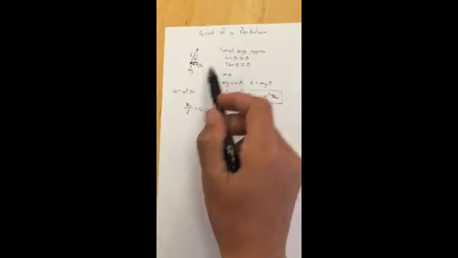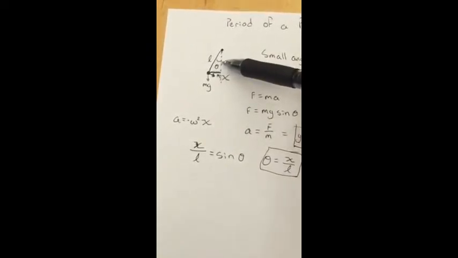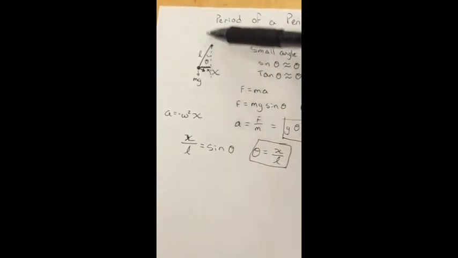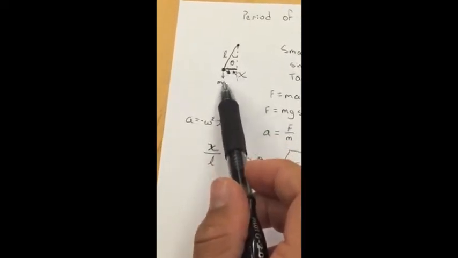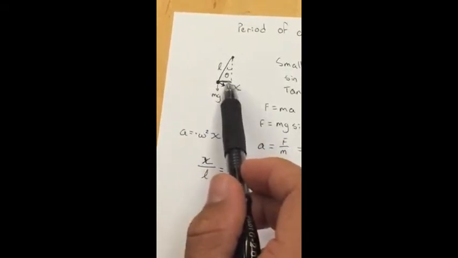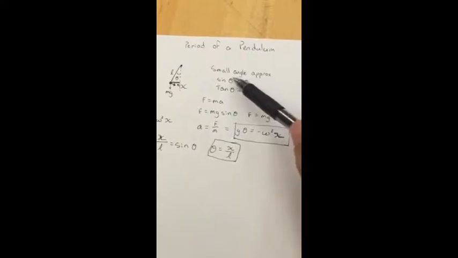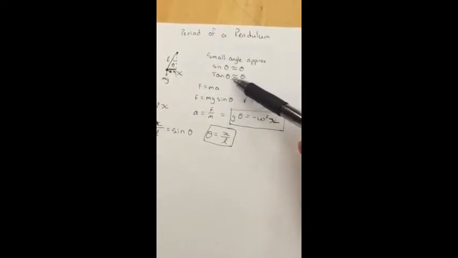So here we have our pendulum. We can see the L of the string, the angle it's making with the axis, and then the weight of the pendulum, and then the amplitude that it's swinging at. So using the small angle approximation, we know that sine theta is equivalent to theta and tan theta is equivalent to theta.